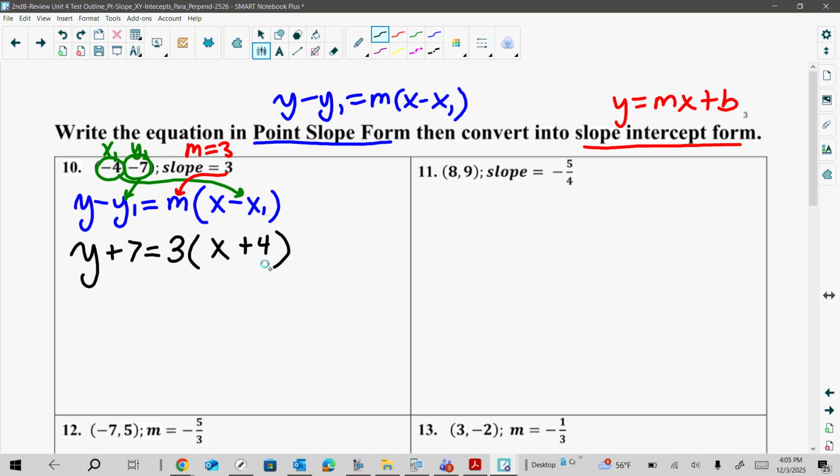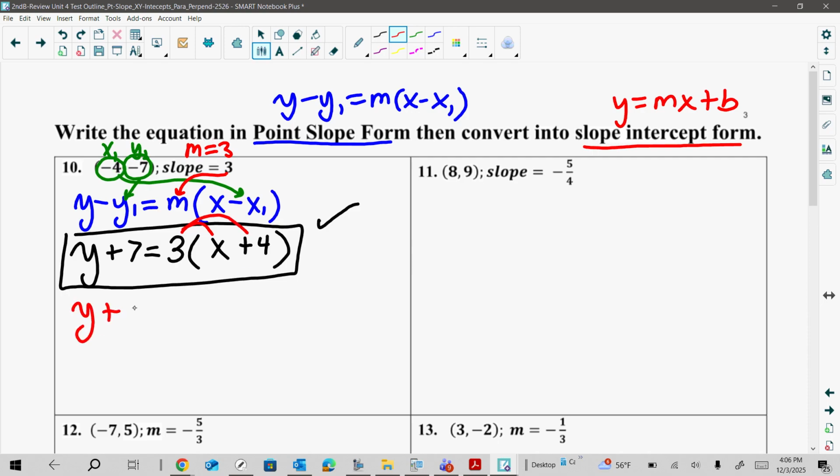And so now, this is the point slope form. So this is one part of the problem, so I'm going to check for this. And then we're going to check that we convert to slope-intercept form. So to do that, we have to distribute the 3. Okay. So we rewrite now y plus 7 equals 3x, because 3 times x is 3x, and then plus 12, because we have to distribute 3 times that 4 as well.